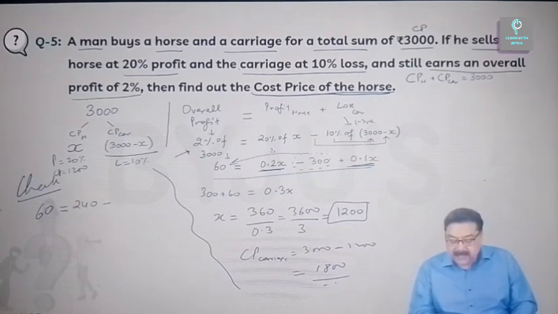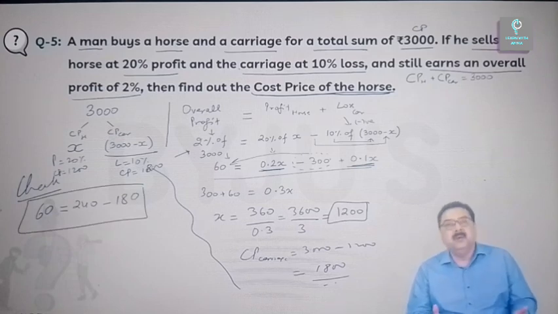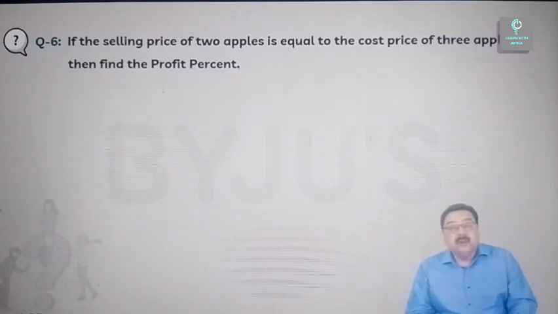Minus loss made here is 10%, and the cost price is 1800 as you just found out. So it shall be 180. So this fits in. 60 is equal to 240 minus 180. Moving on to the next question.